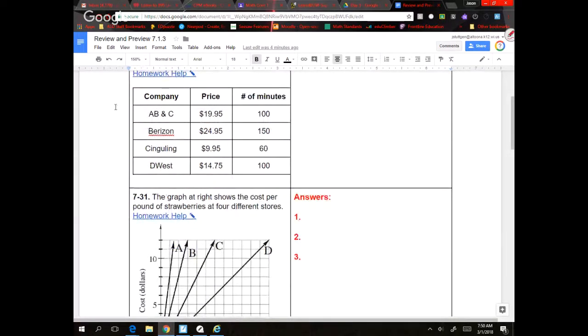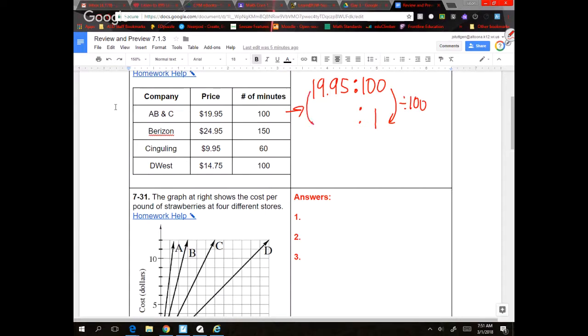So first one here, in order to solve these, here's what you have to do. All these are done the exact same way. The first one, if you want to find out how much it is per minute, I'm going to show you, set it up as a ratio again real quick. So it's $19.95 for 100 minutes. If I want to find out how much it is per minute, that'd be 1 minute, obviously. I have to divide by 100.